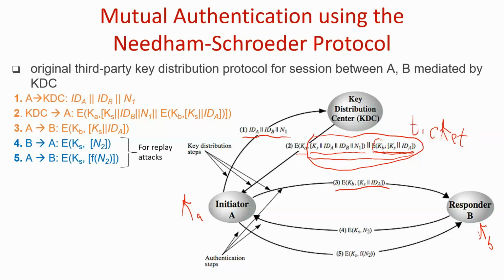After that, in step 4, B sends to A a nonce encrypted with the session key KS, and A responds with something that is a function of the nonce, for example, the hash of the nonce, also encrypted with the same symmetric key KS.